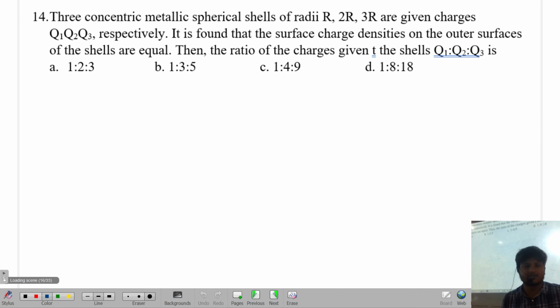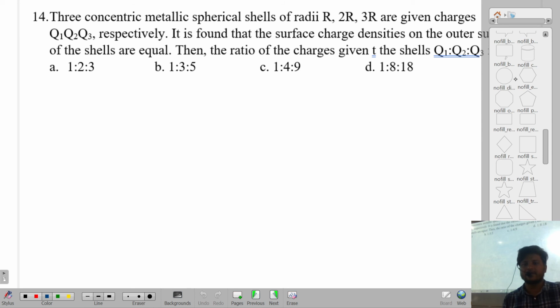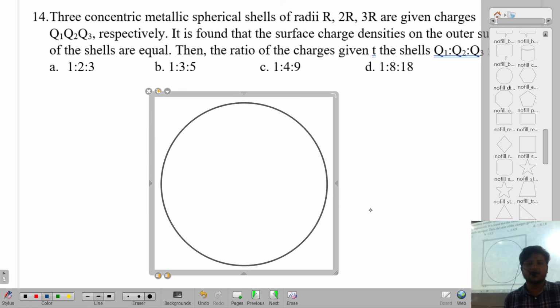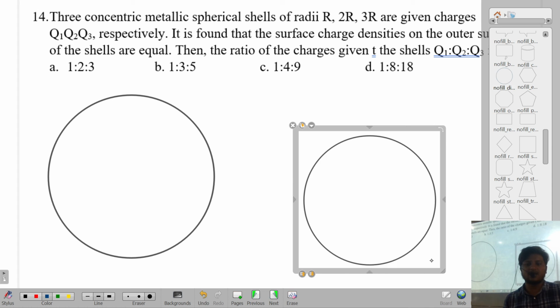Moving to the next question. Question number 14. Has anyone done this problem? It's one of the best problems I have given, because I haven't done any kind of problems on concentric spheres. I want you guys to solve it logically. What is given, guys? Three concentric metal spherical shells are there, not circles.